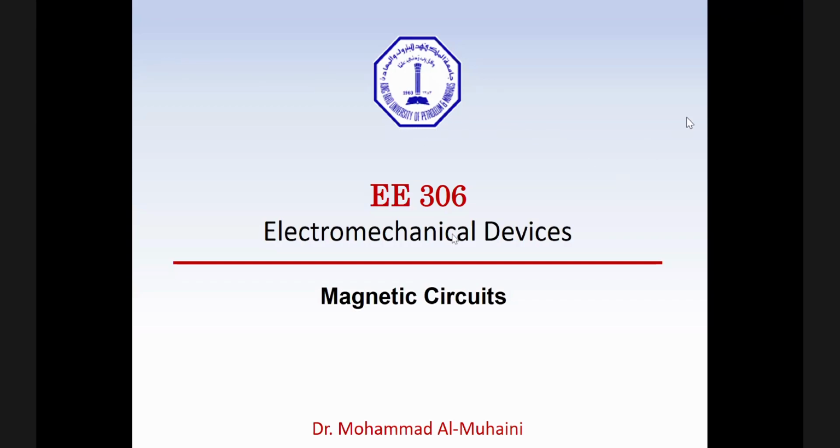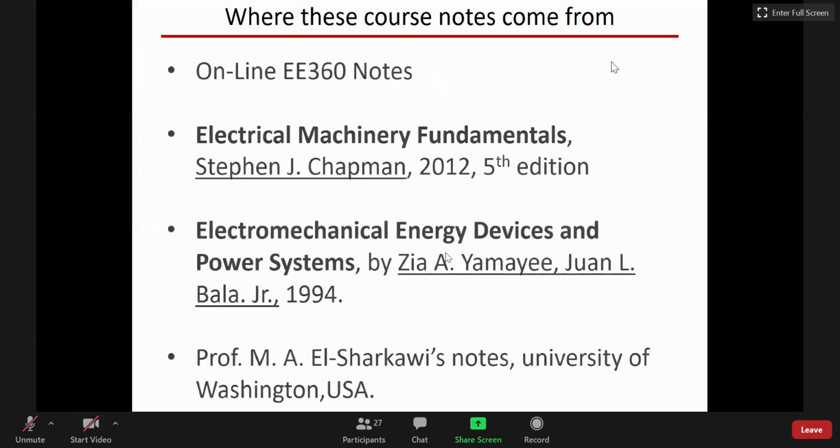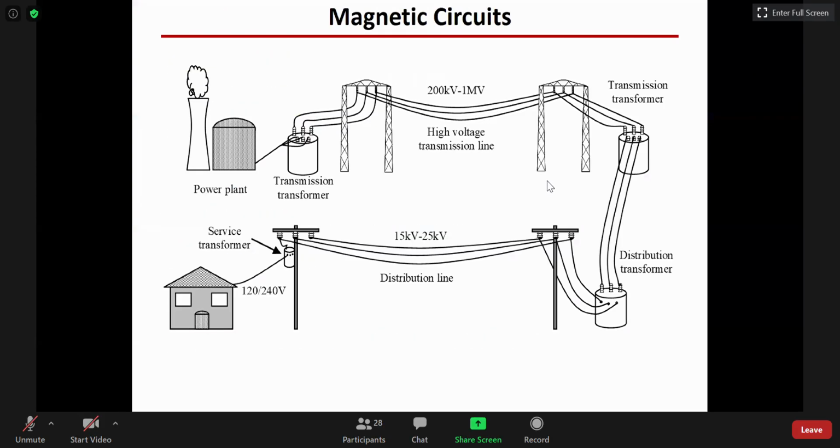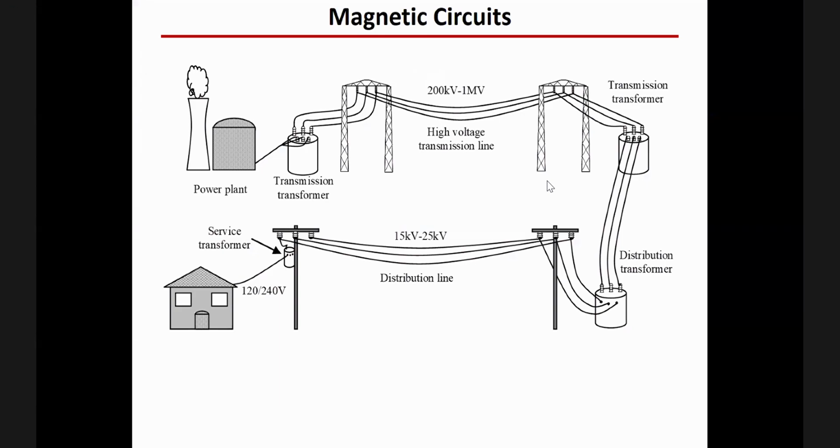And the reason why we are studying magnetic circuits in this course is because it is used in the power grid, as we see in this slide. It is used in transformers, for example. And we know the importance of transformers in this power grid, because we need to use them to step up and to step down the voltage.